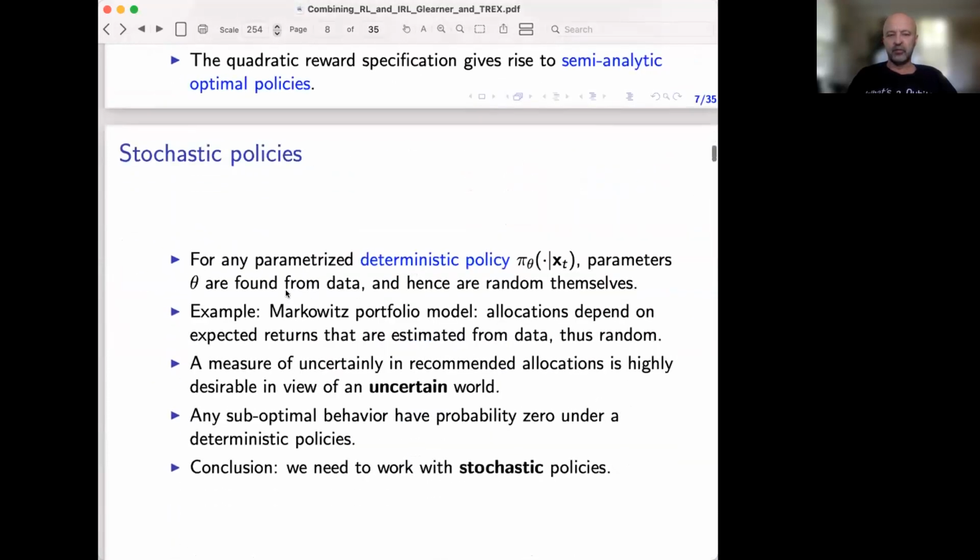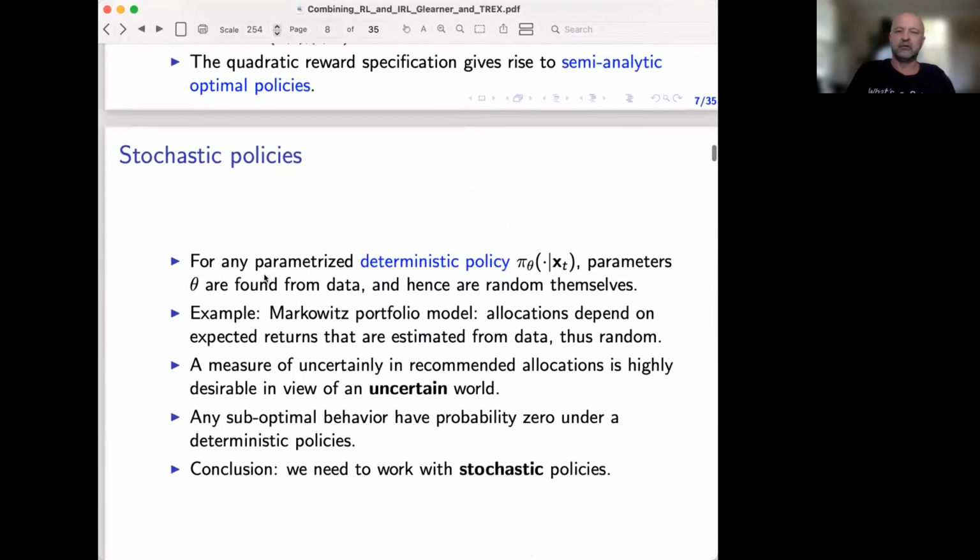Now one important difference of this particular version of reinforcement learning that I use here from more classical approaches of optimal control is that we deal with stochastic policies. So what are stochastic policies? When we have a deterministic policy, it's just a function. So a deterministic policy gives you a fixed prescription of what you should do given a state x_t.